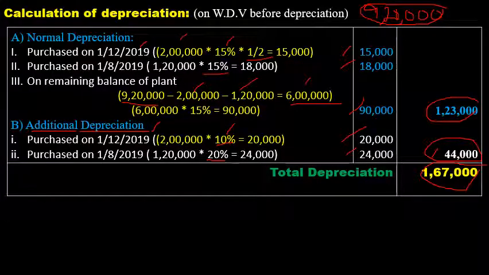Again, the additional depreciation is applicable only for plant and machinery, and that too if there was a purchase in the previous year. If there was no purchase in the previous year, then additional depreciation is not applicable. And normal depreciation is applicable for all classes of assets, starting from tangible to intangible assets.